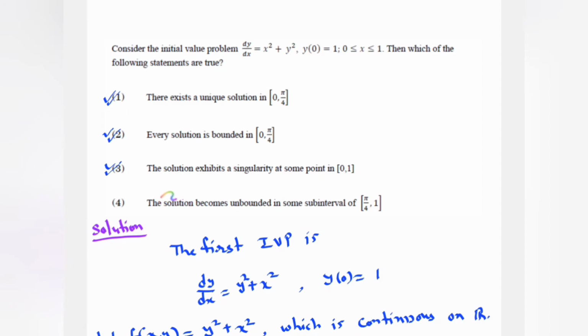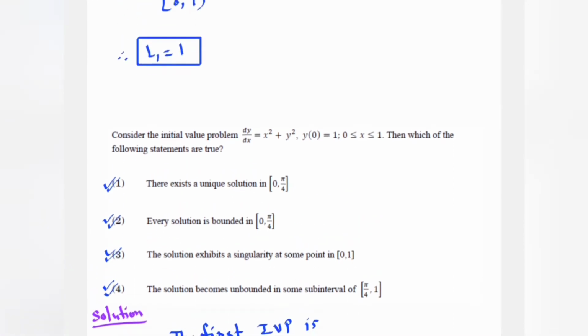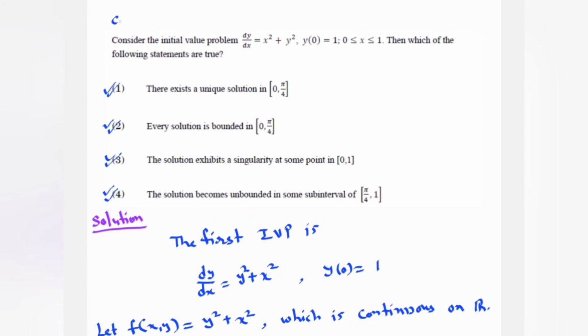The last option is: the solution becomes unbounded in some subinterval of pi by 4 to 1, which is also true because this interval is a part of closed 0, open 1. So this option is also true. Hence for this problem, which was asked in the CSIR NET December 2019 paper, all the 4 options are correct.